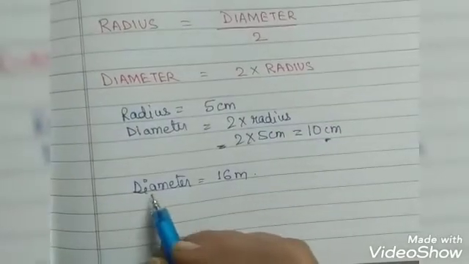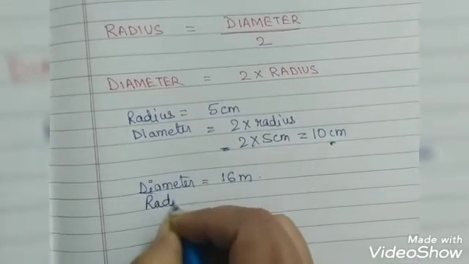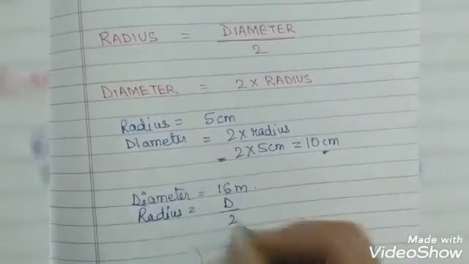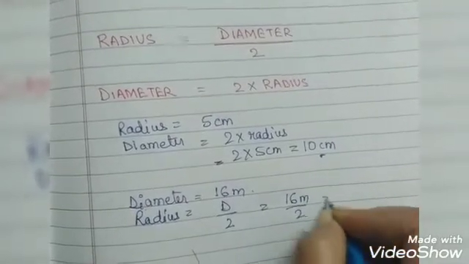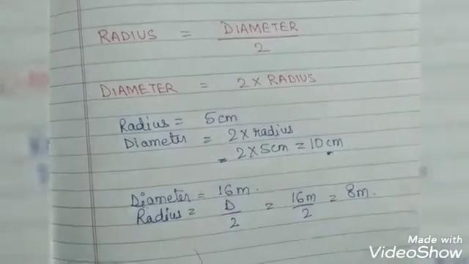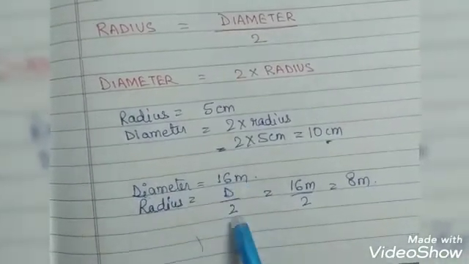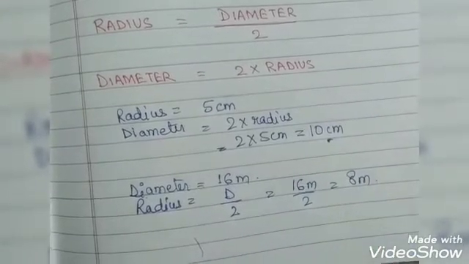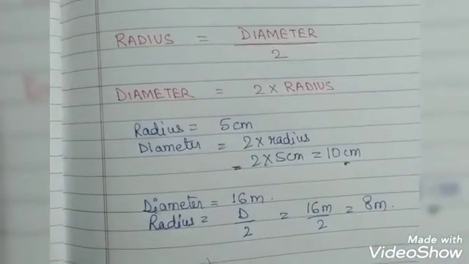Now similarly, when diameter is equal to 16 meter, then we can find the radius with the formula: radius is equal to diameter upon 2. This gives you 16 meter upon 2, that is 8 meter. So when diameter is equal to 16 meter, radius is 8 meter. In this way we can find the radius and diameter of the circle.